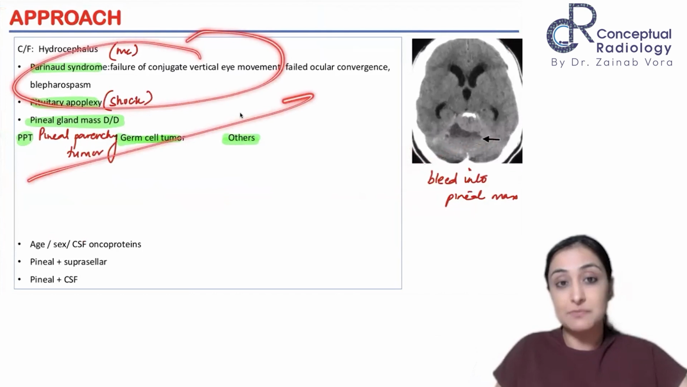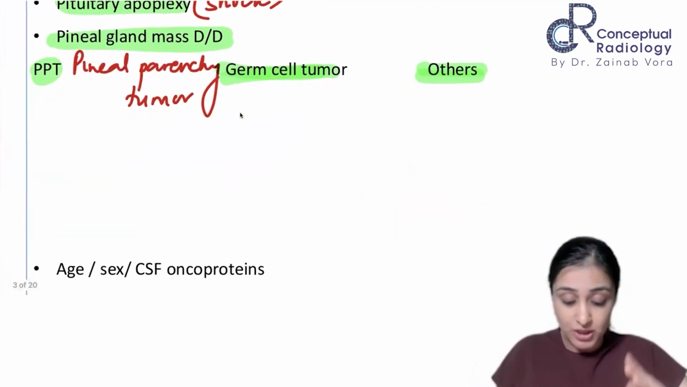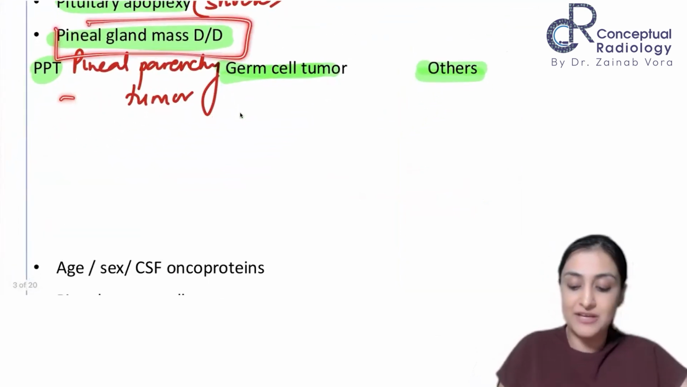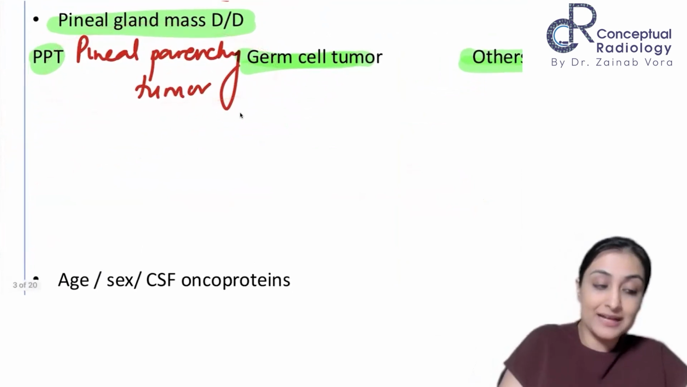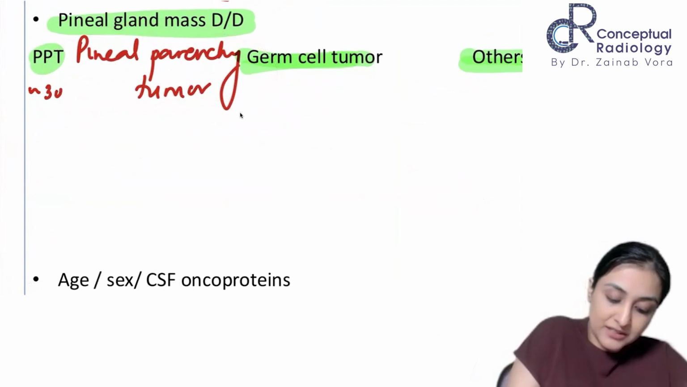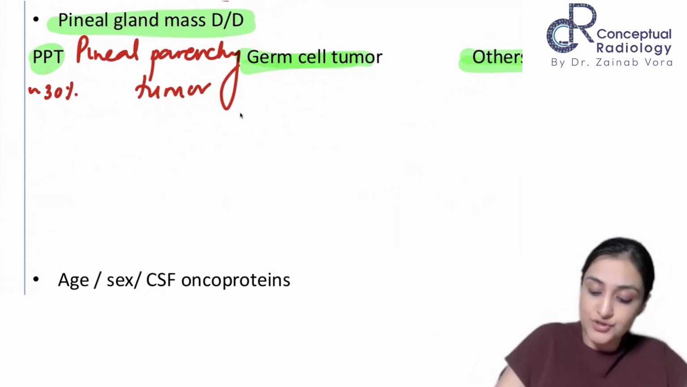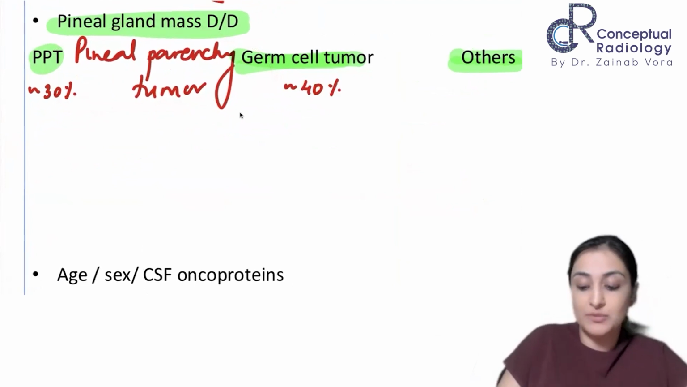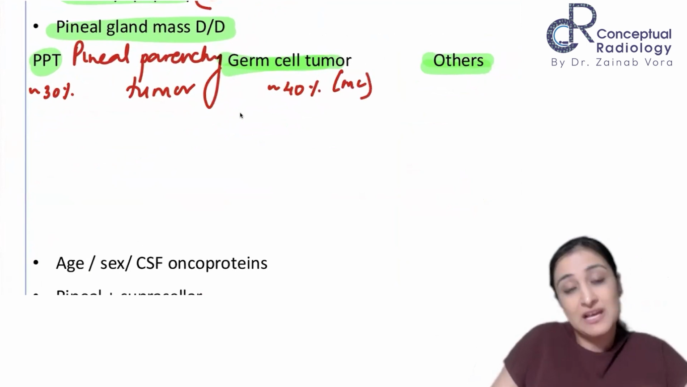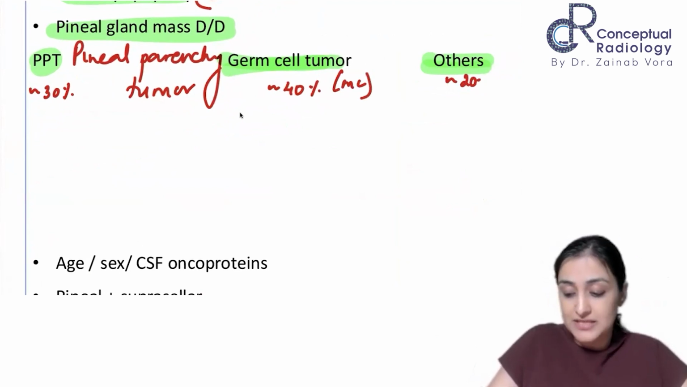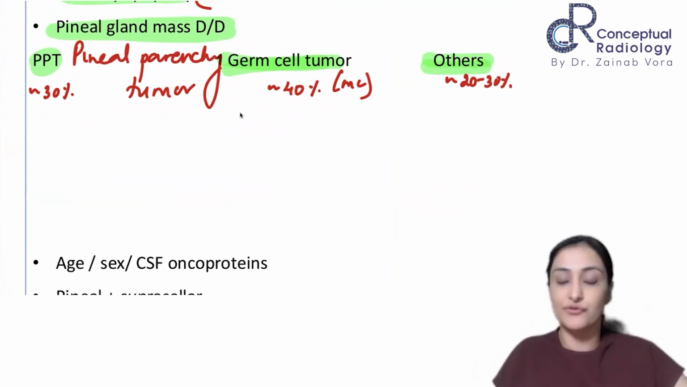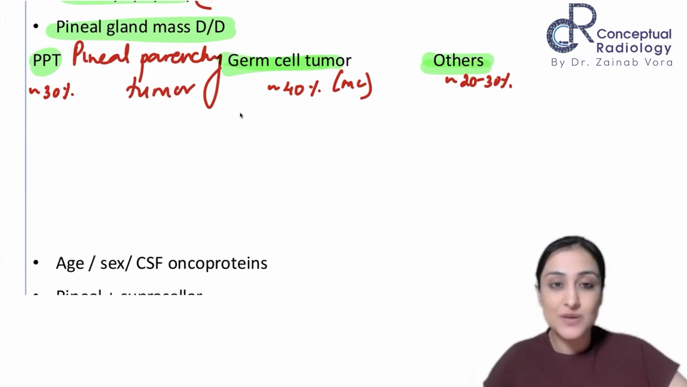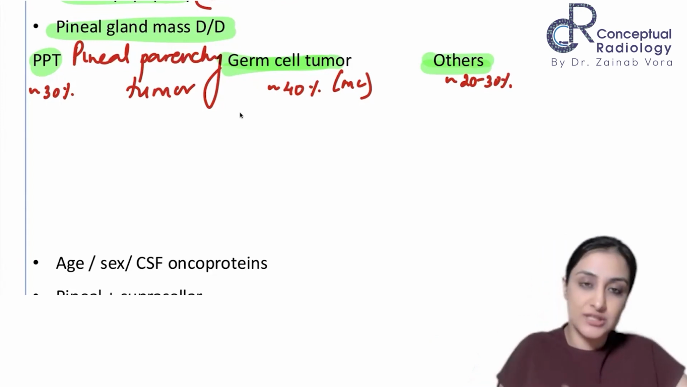Now let's get back to our approach. Whenever you have a pineal gland mass, we have to decide among these differentials. Pineal parenchymal tumors constitute approximately 30% of the pineal gland tumors. Germ cell tumors are the most common at around 40% prevalence, and the remaining 20 to 30% are the other lesions like lipoma, meningioma, epidermoid, astrocytomas, all of the miscellaneous ones. Metastasis, very, very important. This is what constitutes the others.